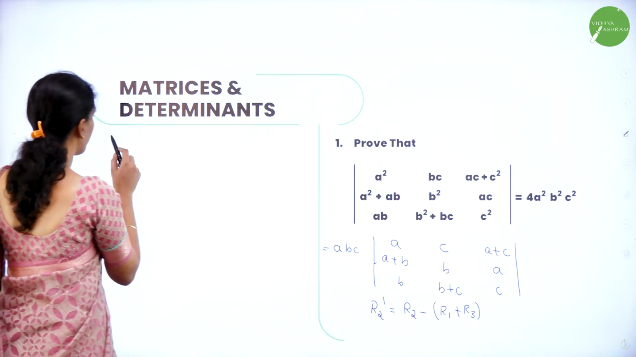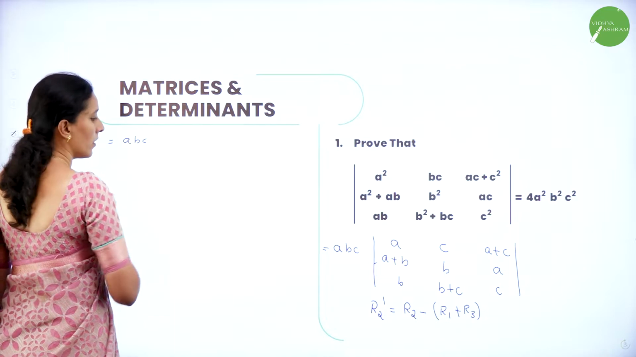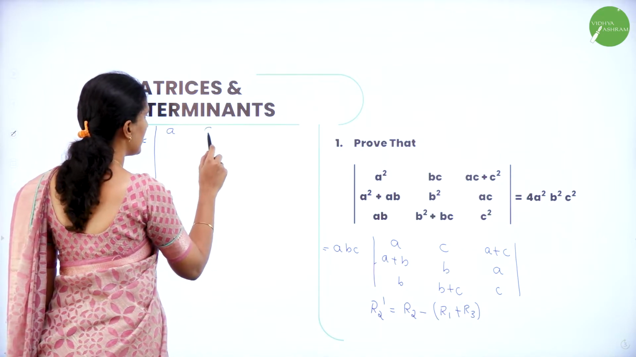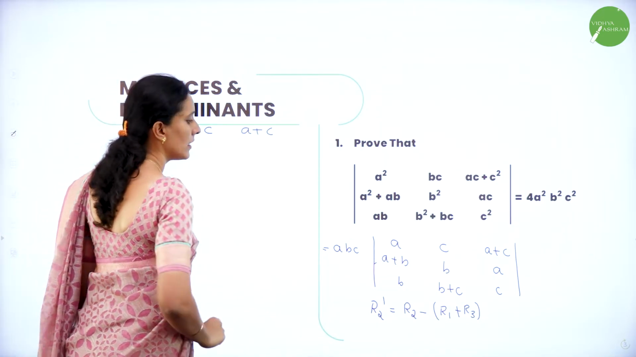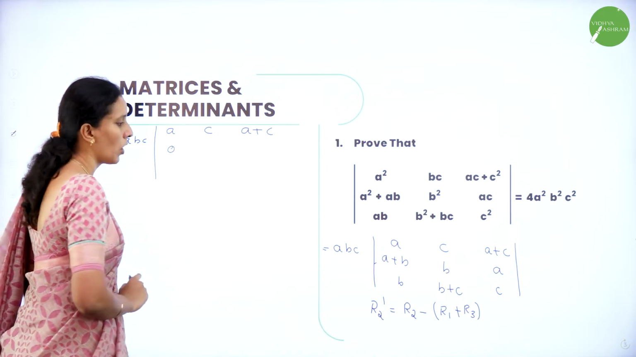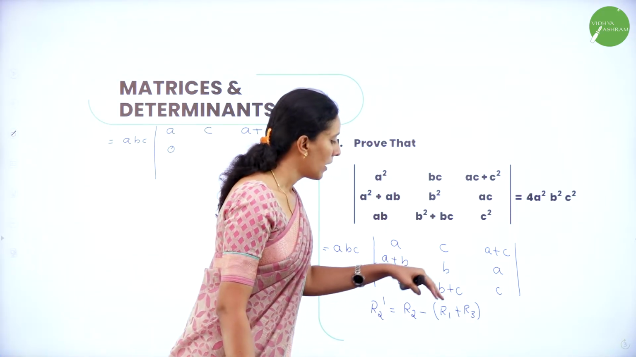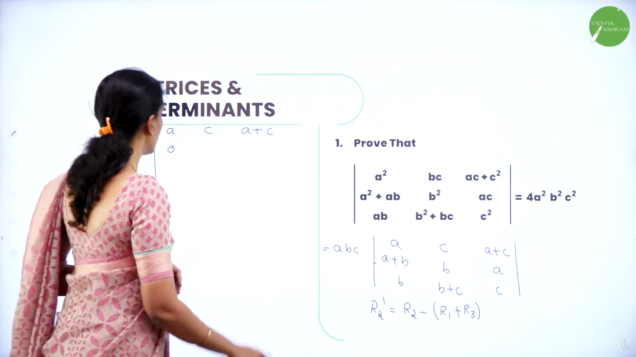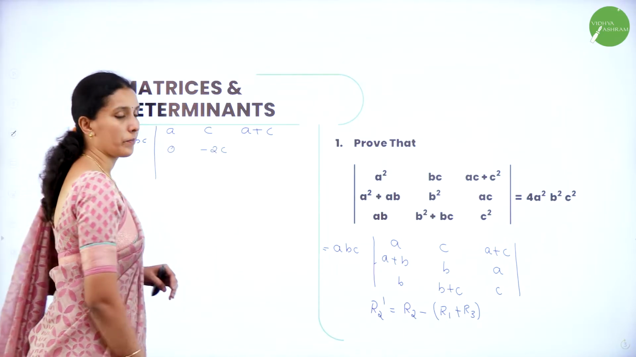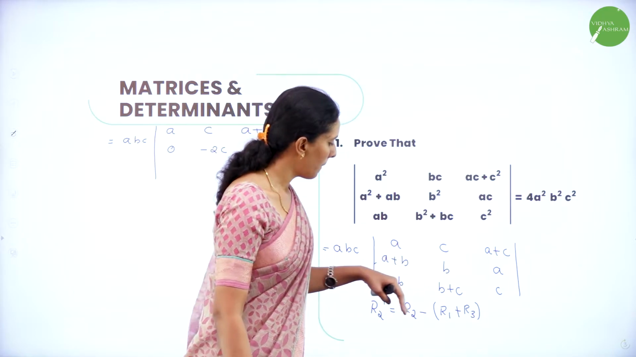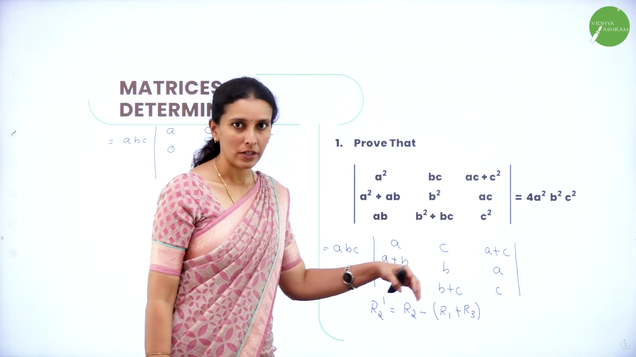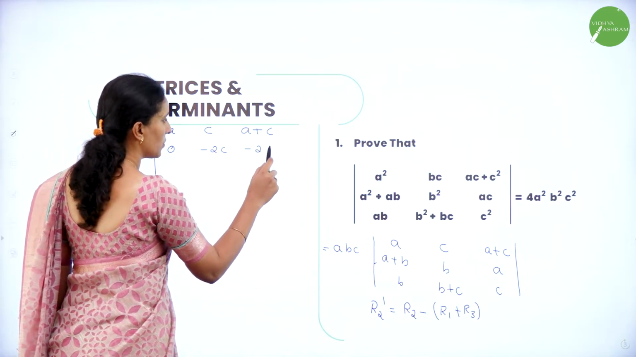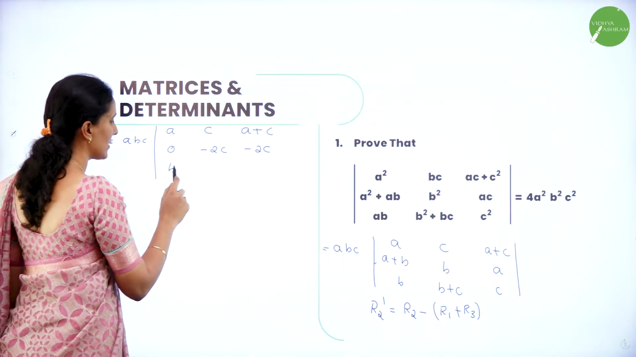So what happens then? Outside you have a, b, c. Write the first row as it is: a, c, a plus c. Second one becomes 0. What about the third one? b minus b minus c again becomes minus 2c. Next, a minus a plus c plus c, the a and c cancel and you are left with minus 2c again. So minus 2c. And the third row, write it as it is.